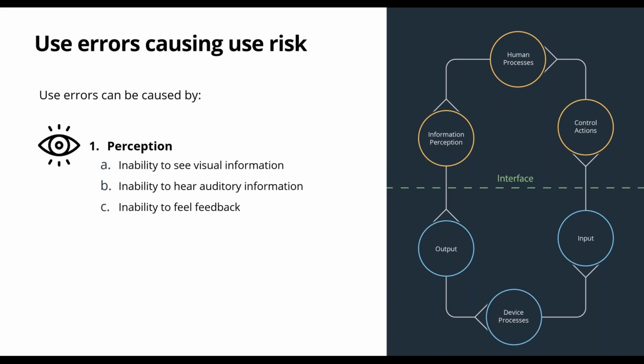There's the ability to hear auditory information. If something's not loud enough, it can't be distinguished from other products. That's another way that perception can lead to use error. And the final one is the ability to feel feedback. So it's the ability to actually, for example, feel force on a catheter or feel that a button has been pressed. Some examples of that.